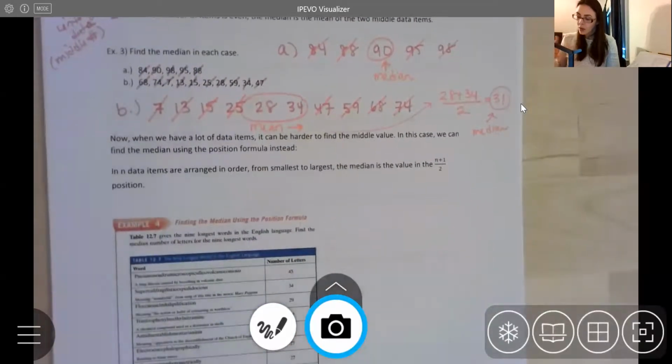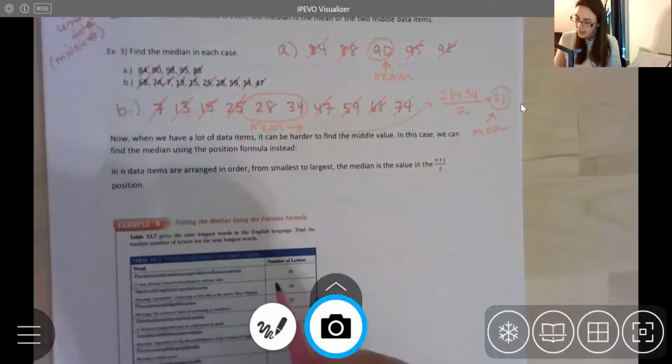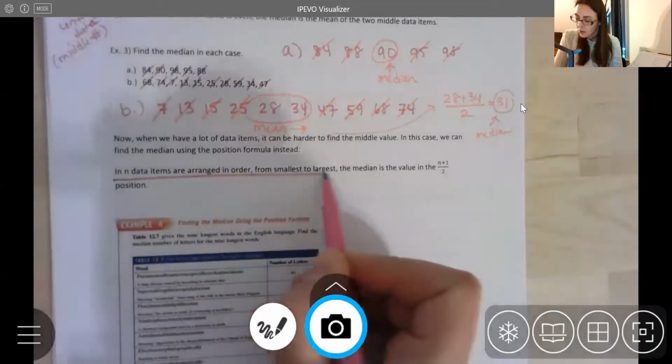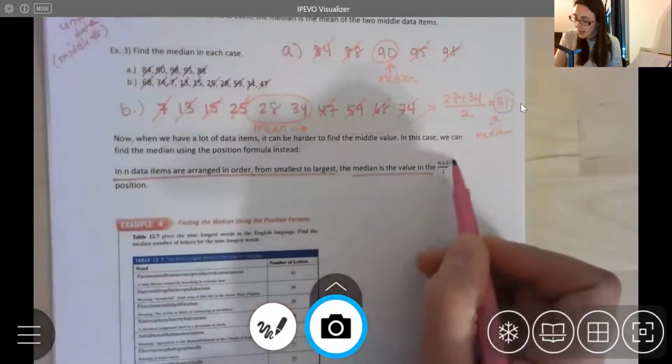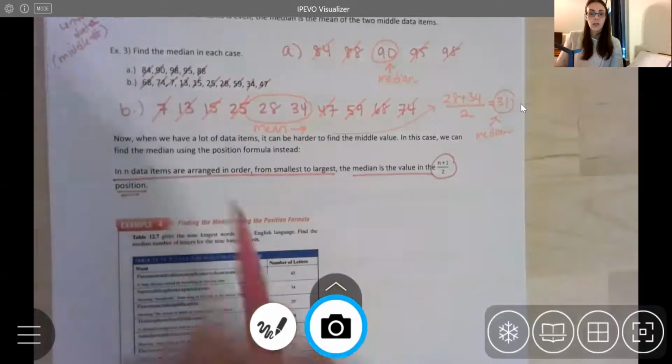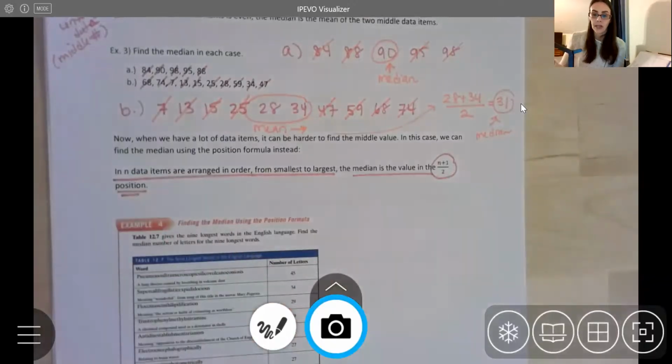But you can also do it a different way. We can also find the median by using a formula. So in n data items, if they're arranged in order, the median is the value in the n plus 1 over 2 position. So it's not that n plus 1 over 2 is your answer. That's the position in the data set that the median is going to lie.